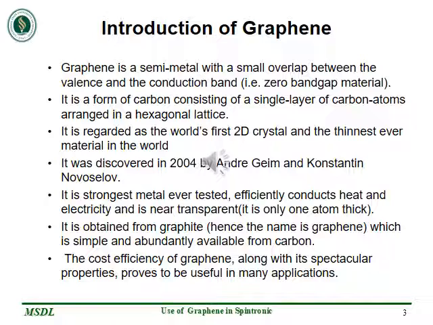It is regarded as the world's first 2D crystal and the thinnest ever material in the world. It was first discovered in 2004 by Geim and Novoselov. It is the strongest material ever tested. So you can imagine it is thin, but it is very strong. It can conduct heat and electricity. And it is obtained from carbon in the form of graphene. So the name is graphene. It is cost efficient, so you can use it in many applications because it has very good properties.